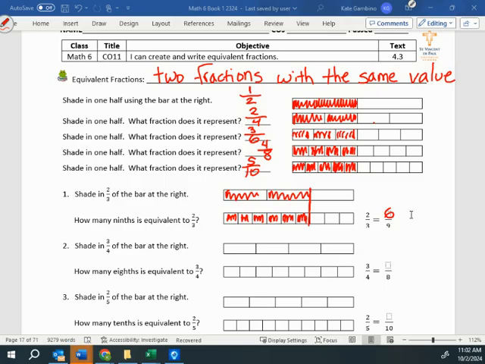Now for number 2, it says shade in 3/4 of the bar at the right. Our bar is split up into 4 sections, so how many of them do I want to shade in, Adeline? 3. 3/4 would have 3 out of 4 boxes shaded in. How many eighths is equivalent to 3/4? Again, we want to shade in that same amount, so it's the same value. So if I have 3/4, how many is that for the eighths? How many of the eighths parts were shaded in, Aaron? 6.